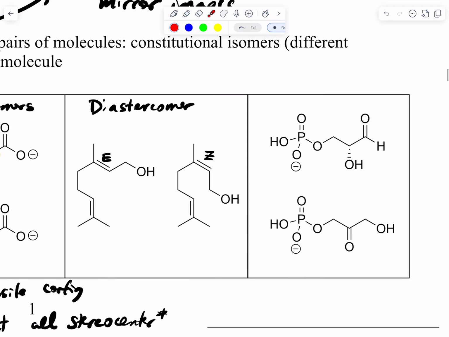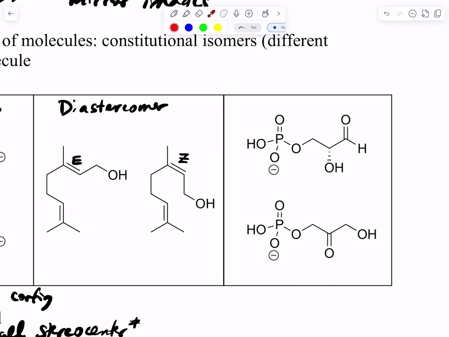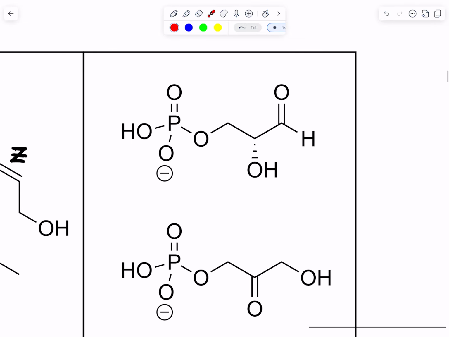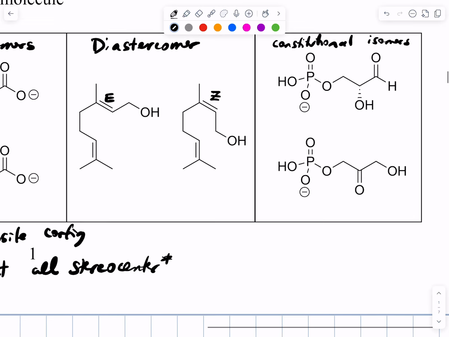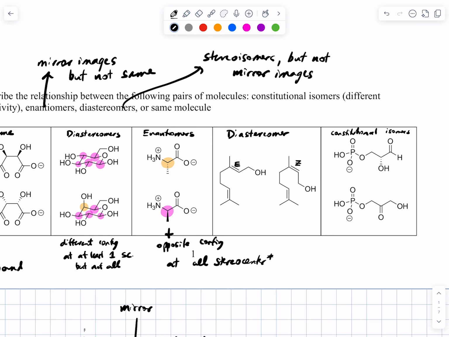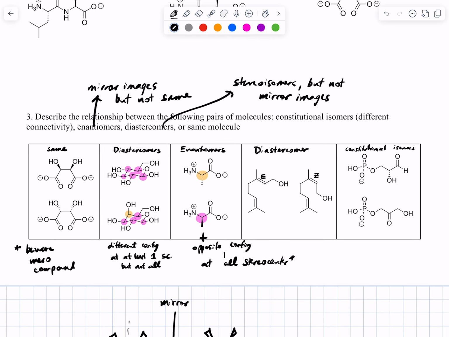All right, how about these two? Constitutional isomers, that means their constitution or their makeup or their connectivity is different. Okay, different connectivity. Great. All right, so what we need to do in the last 10 minutes is to figure out how to talk sensibly about, yes, go ahead.